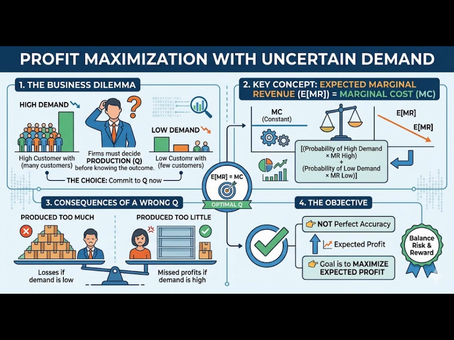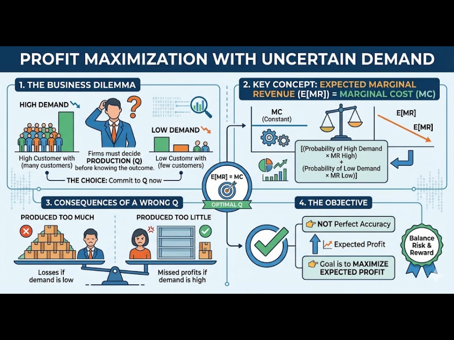Here's the key concept: produce where expected marginal revenue is equal to marginal cost. That is, EMR is equal to MC. The important point to note here is if you produce too much, it leads to losses even if demand is low. And if you produce too little, it leads to missed profits if demand is high. That's given.